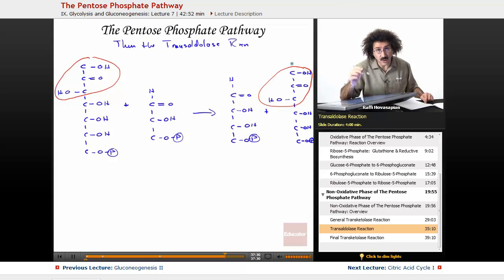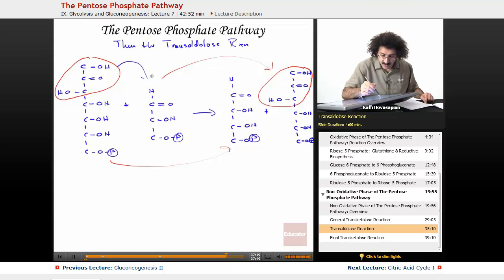This is what the transaldolase reaction does. It takes a 3-carbon fragment, pushes it onto the glyceraldehyde 3-phosphate to create a 6-carbon fragment. I started off with a 7-carbon sugar. Now I'm left with a 4-carbon sugar. This became that, and this became that upon transfer of this to that.